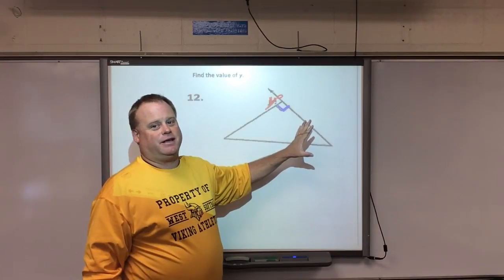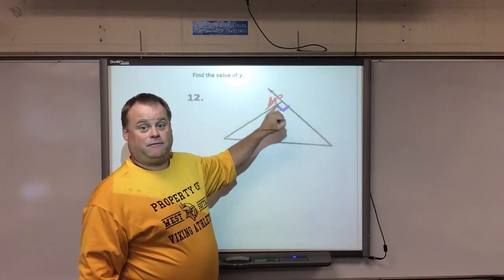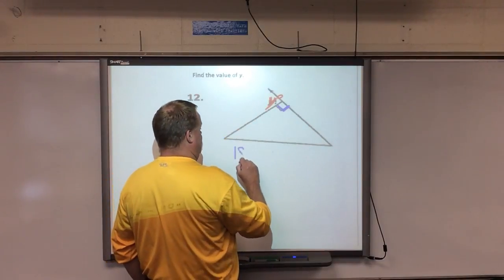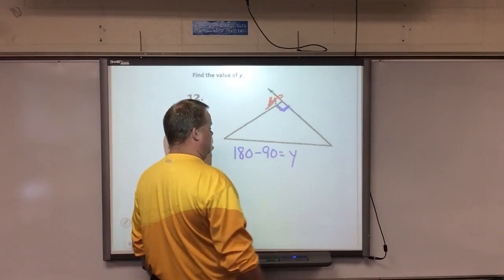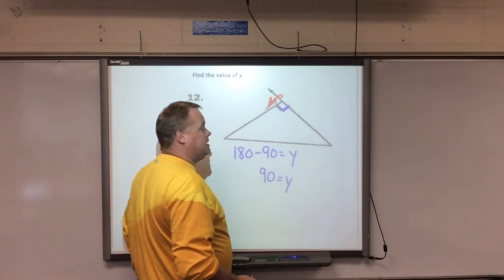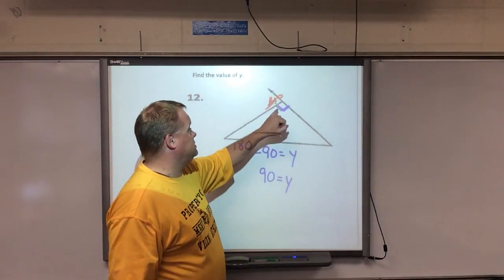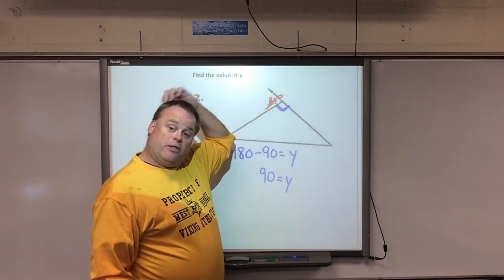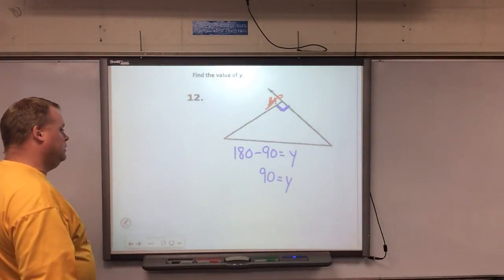But let's think about it a second. This is 90 degrees, right? And this forms a linear pair. So 180 minus 90 equals y. Well, what's 180 minus 90? 90. And does that not make sense that if I have a right angle on one side of a line, I would have a right angle on the other side of it if it's a straight line? I would. Okay?